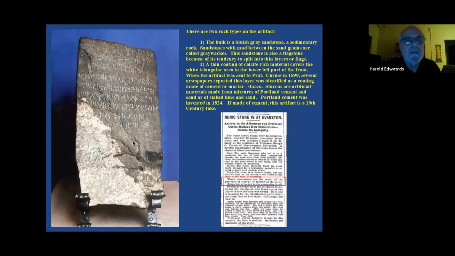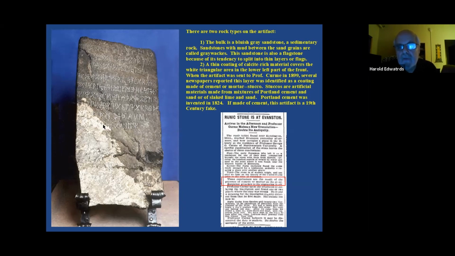The photo on the left here is the stone in the 1990s, and it shows the bulk of the stone is made up of this bluish gray sandstone. Since there's mud between the sand grains, it's called a graywacke. And also this stone tends to break off in thin layers, flags, so it's also called a flagstone.